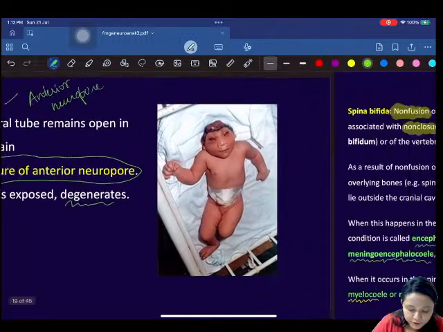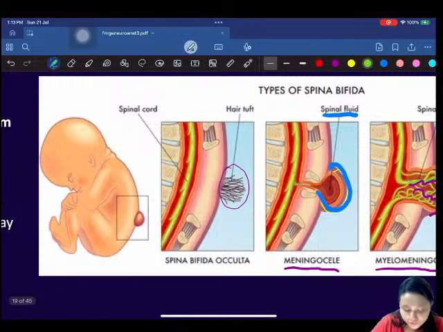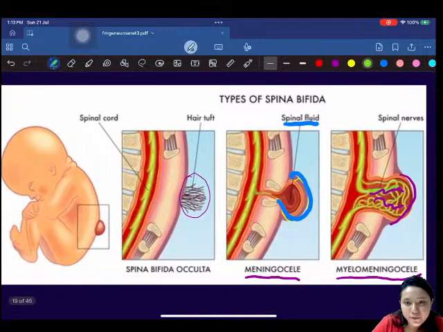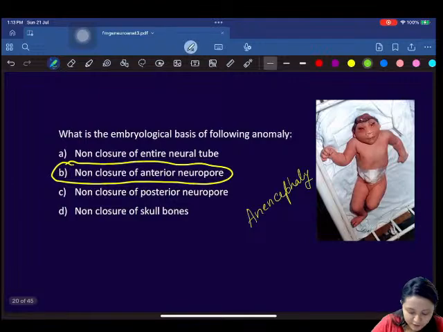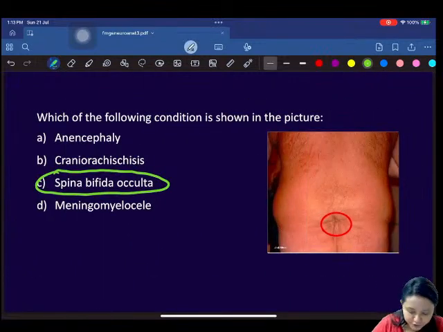Okay, then you know that spina bifida. If there is occulta, then there will be a tuft of hair. If there is only fluid, then it will be meningocele, and if there are nerves, then it will be myelomeningocele. Okay, so spina bifida is also asked every time. So these are the questions.